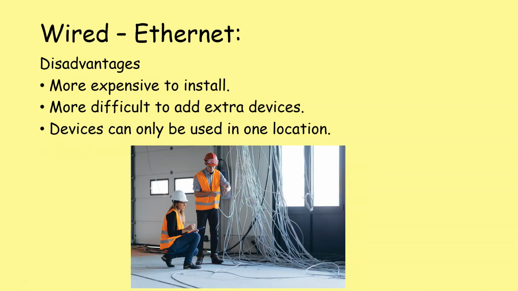But there are disadvantages to wired connections. It's more expensive to install, especially in older buildings, where you have to set up all the cables, drill holes in walls and floors, and route all those cables around the building. That can be difficult. It's also more difficult to add extra devices. Again, you have to lay extra cables. It's all kinds of overheads and costs involved.